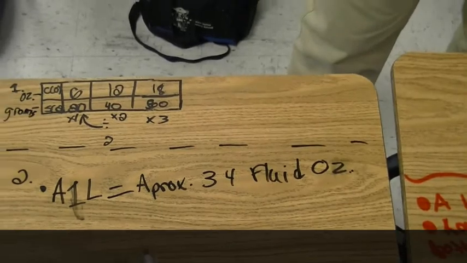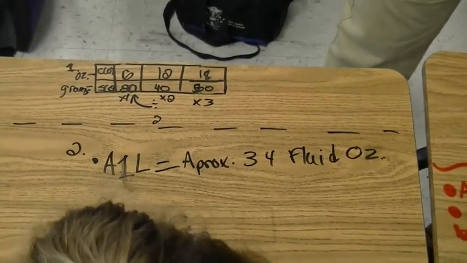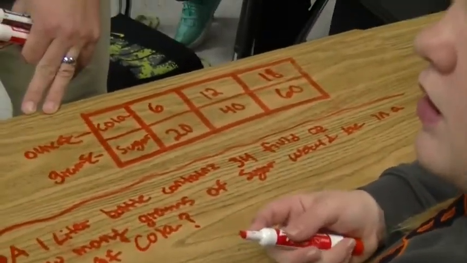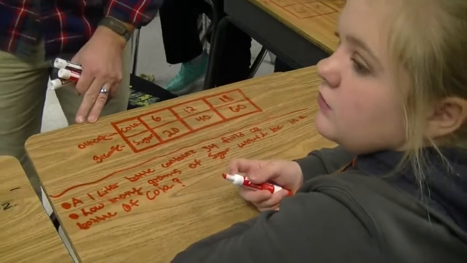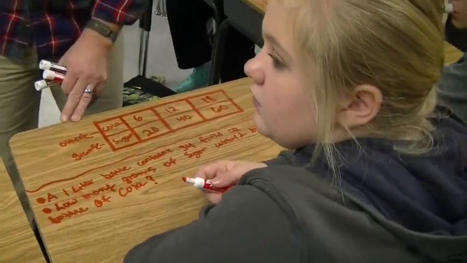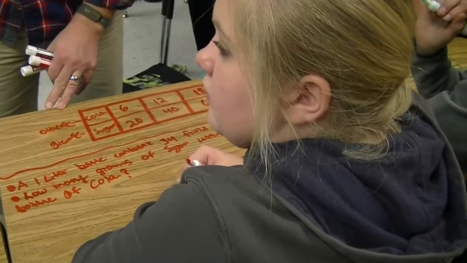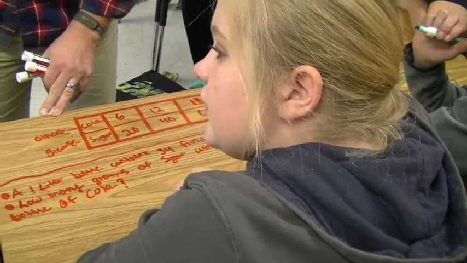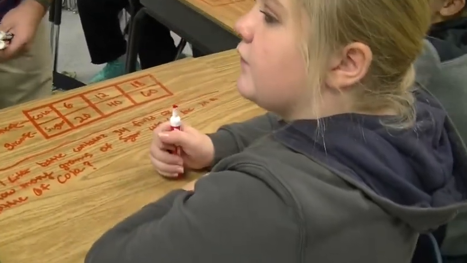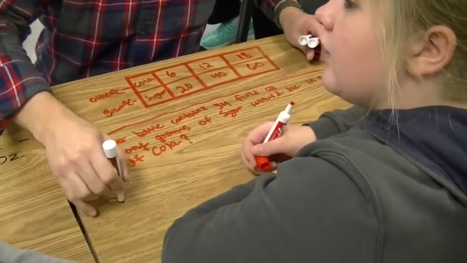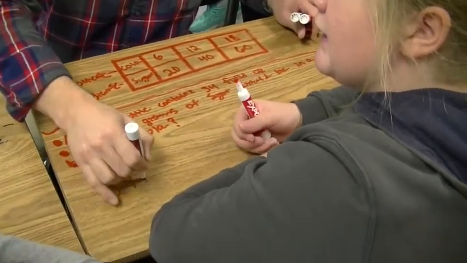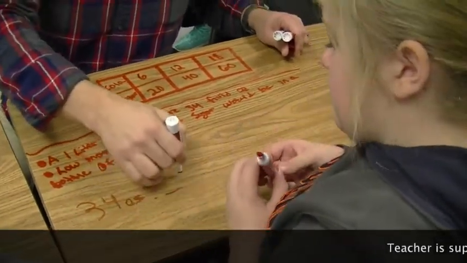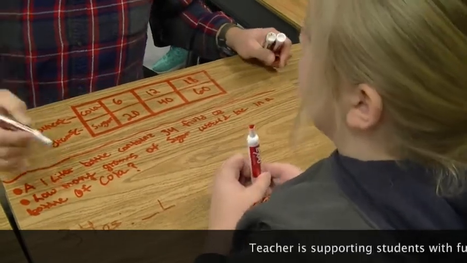Now it's asking me how many grams of sugar is in 1 liter. Well, what is the ratio when I look at liters to ounces? How many ounces are in 1 liter? According to the question, don't look at me. 34 to what? 34 ounces to what? Blank liter. To 1 liter.